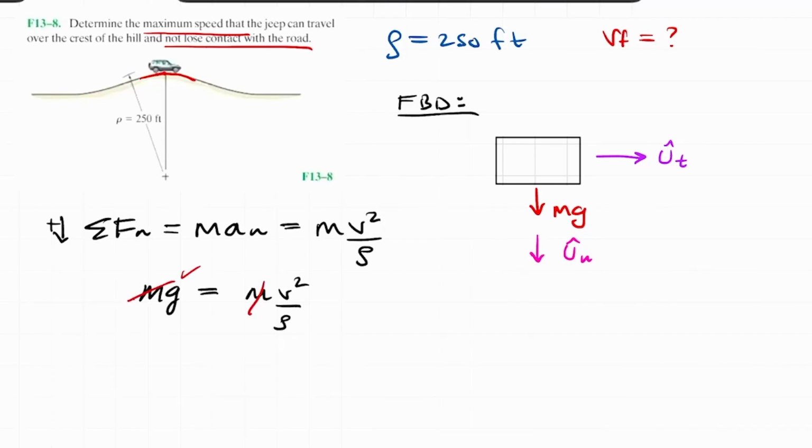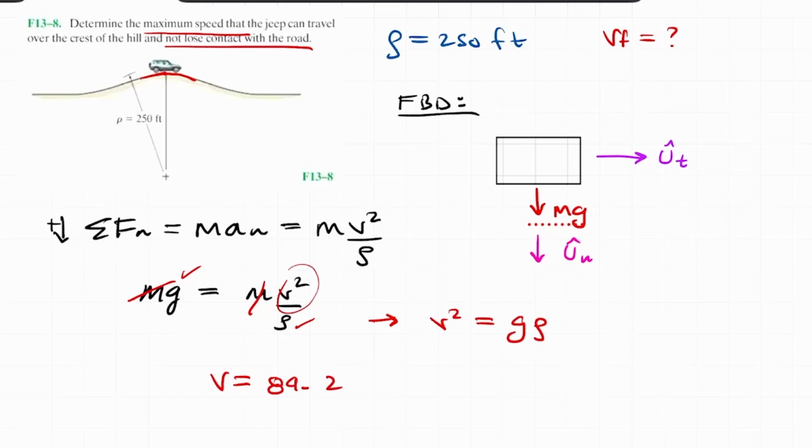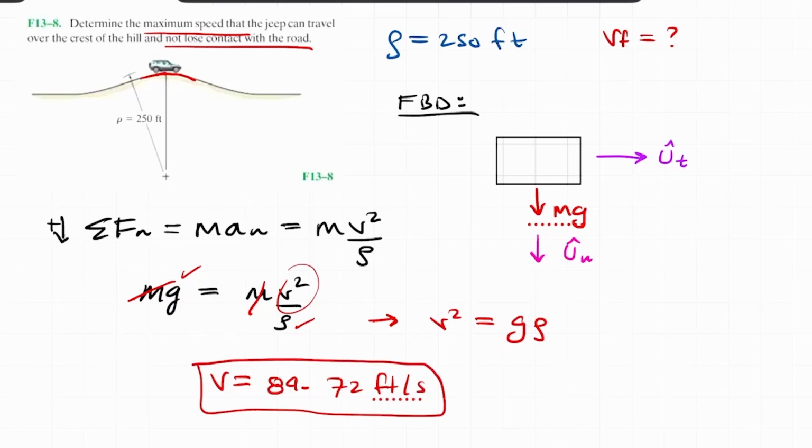We do know gravity, we know rho, and we can solve v squared out of that, where we're going to get that v squared equals gravity times rho. So when you take the square root, we'll get that the velocity for this car will be a maximum of 89.72 feet per second. So it's pretty fast, right? This is the maximum velocity it can attain before it flies out.